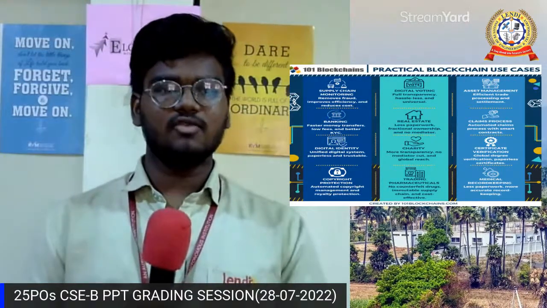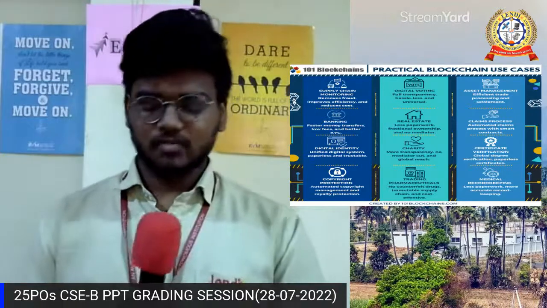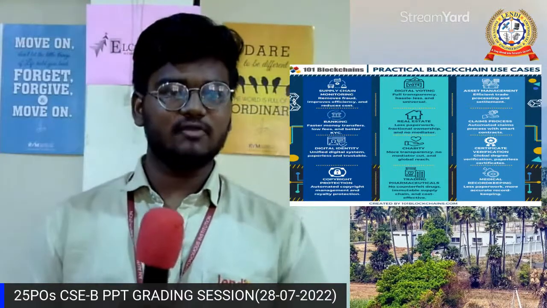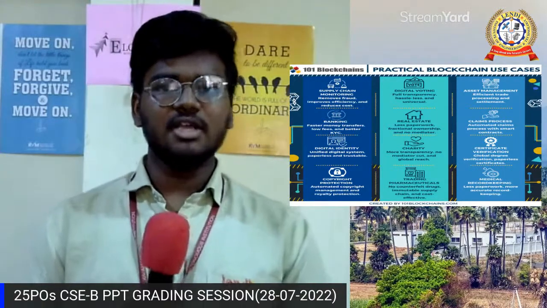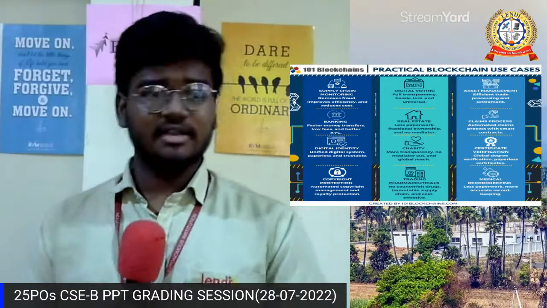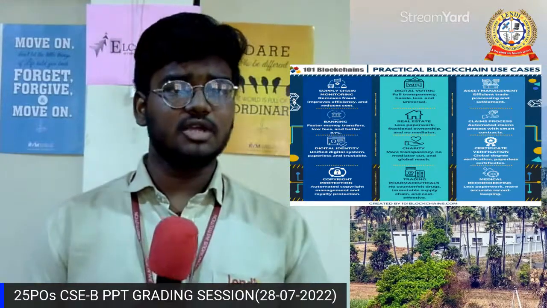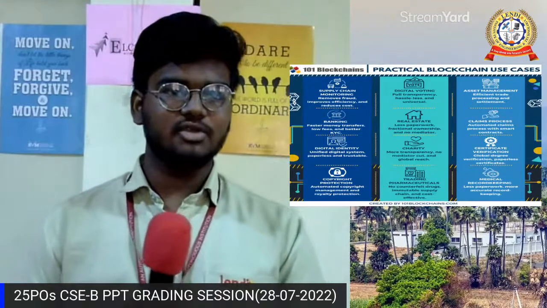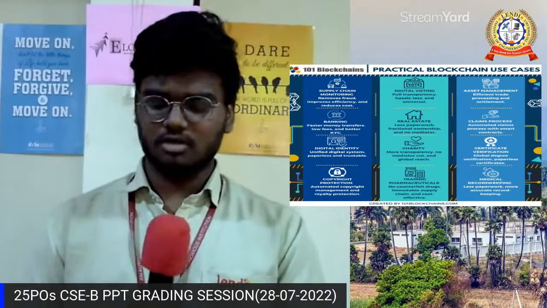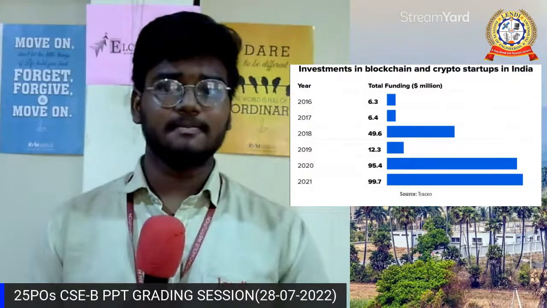In future also we are going toward digital voting. Digital voting means people can sit at their place and vote easily, so that it cannot be manipulated. And in real estate also it can be used, with less paperwork and digitally. Asset management and a lot of properties are used in blockchain technology.